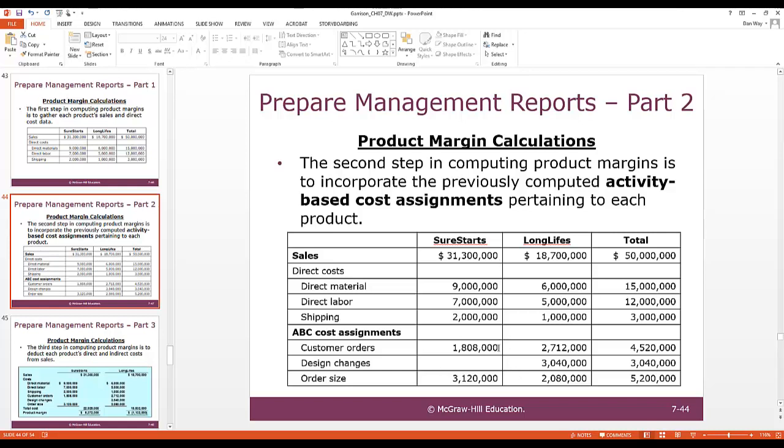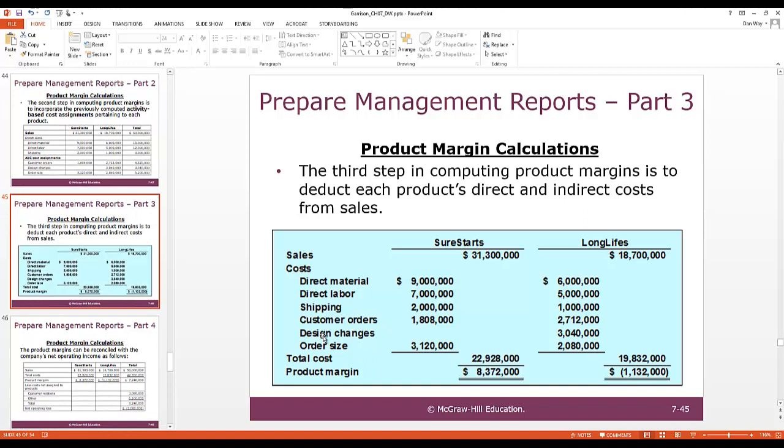Again, the Sure Start had the customer order costs, the order size costs, no design changes, while the Long Lives had costs assigned for each of those cost pools. Then to come up with a product margin, we just deduct all of the costs assigned to each individual product from that product's sales. So it's really just sales for the product minus direct costs minus those assigned overhead costs to get to our total product margin. So really we're trying to paint a picture here of how profitable is this individual product in terms of what revenue it generates above and beyond costs that we can trace to that particular product.